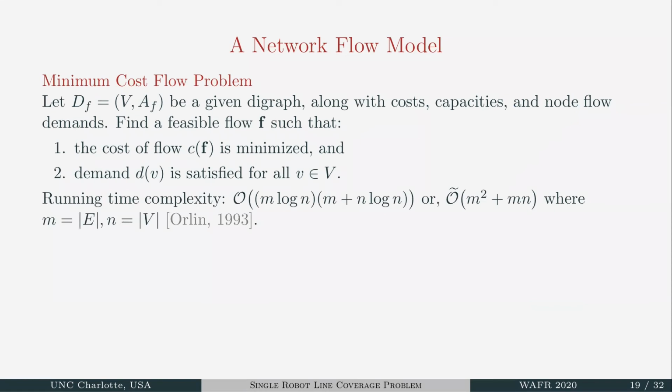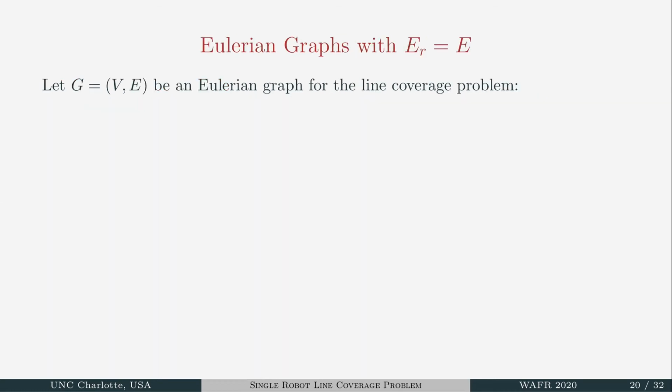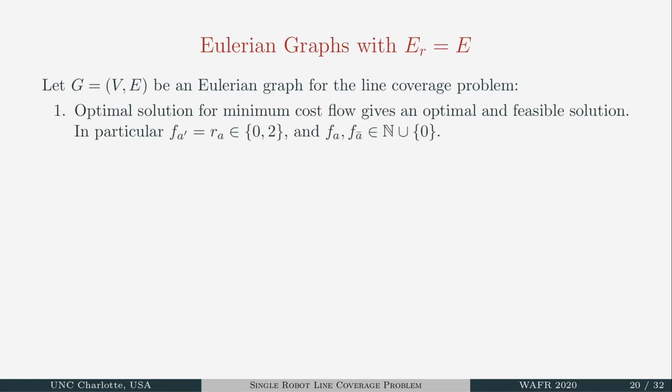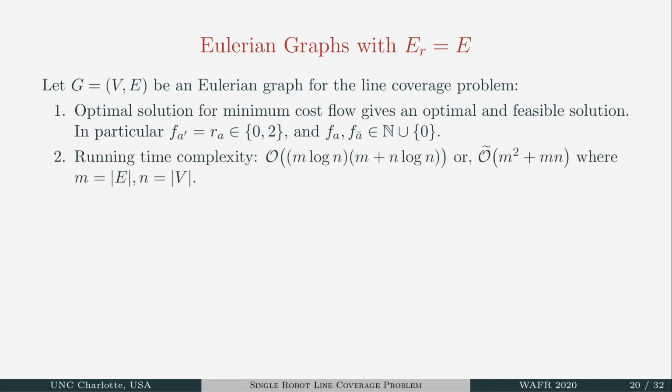Orlin gave an algorithm that runs in O(m log n (m + n log n)), or O tilde of m squared plus mn. Here m is the number of edges in the graph and n is the number of vertices in the graph. We show that for Eulerian graphs with all required edges, the optimal solution for the minimum cost flow problem gives an optimal and feasible solution for the line coverage problem. The overall running time is dependent on solving the minimum cost flow problem, which can be solved in O tilde of m squared plus mn time.